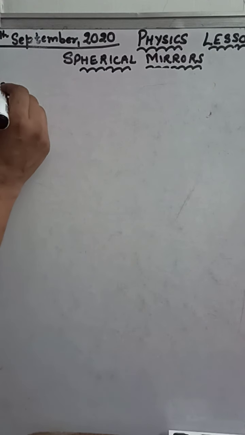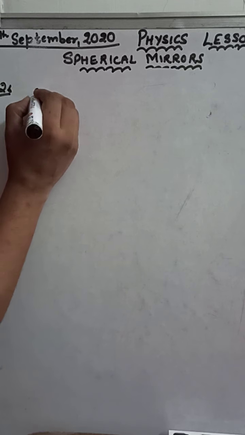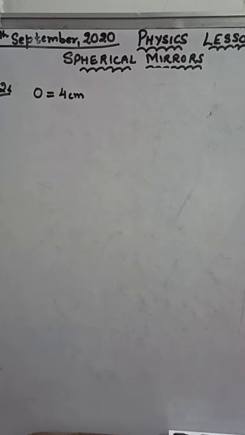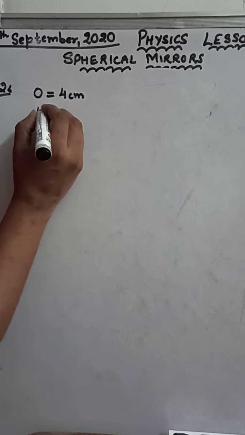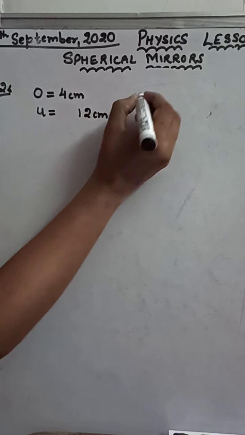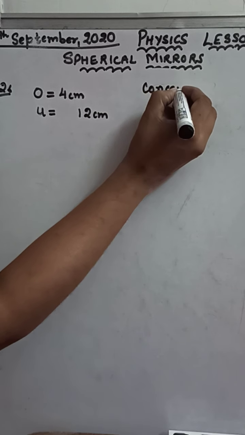Question number 26. It says that an object of height 4 centimeter is placed at a distance of 12 centimeter from a concave mirror. That is, object distance is given to us as 12 centimeter. Now it is a concave mirror.